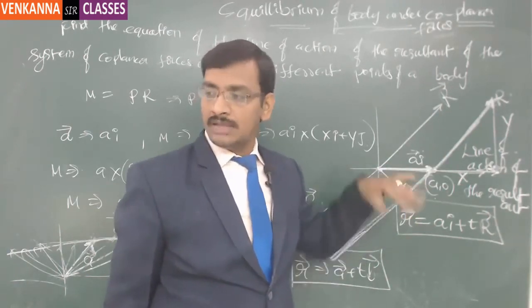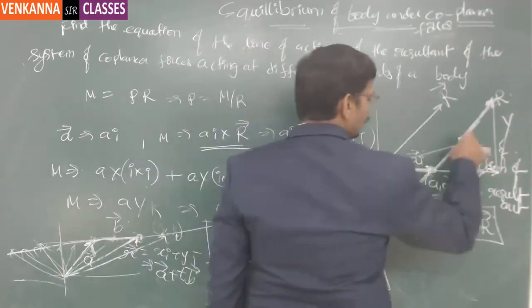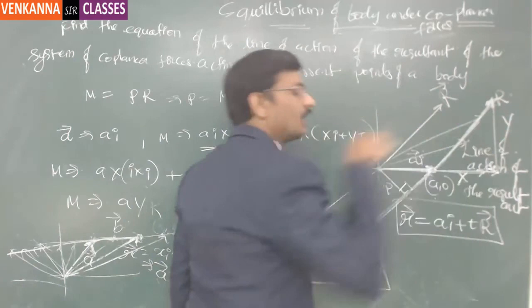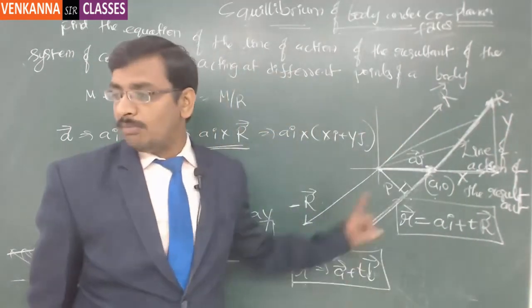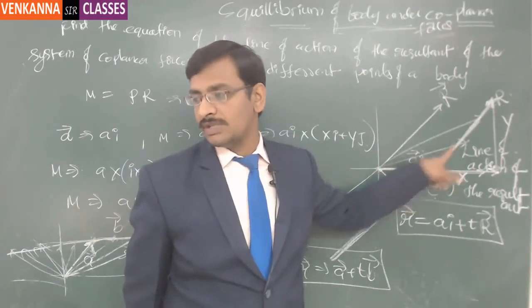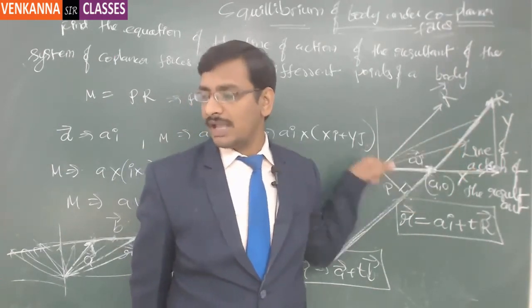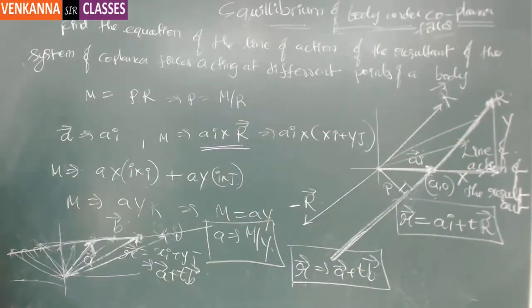The other way of finding out, for any random vector, suppose you take this vector or this vector or this vector, even then you will be able to find out the moment by doing a cross product of this vector multiplied by this particular force. So this force and this position vector, the cross product will give again the moment. Got it? So I hope you understood, right?